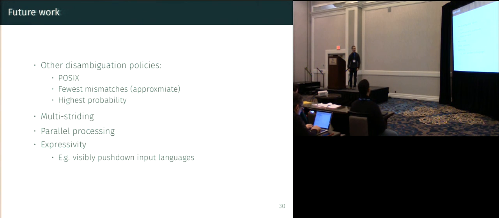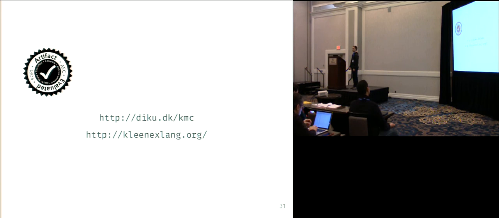Future work that would be interesting to pursue would be to look into things like other disambiguation policies, for example, POSIX, or maybe changing to approximate matching and choosing the match with fewest mistakes, or probabilistic matching and choosing the one with the highest probability. There's still some engineering effort to look into different optimizations like multi-striding and parallel processing. And to make this more practical, it would be interesting to see if we can increase the expressivity in the path tree model by extending to something like visibly pushdown languages, which would allow us to at least parse something like Lisp. Okay, and with this, I'll be happy to take questions.